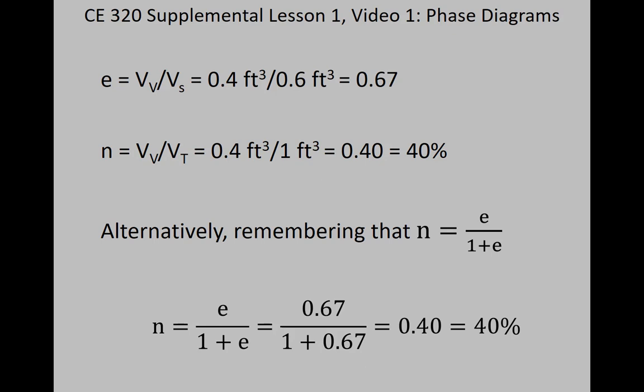Alternatively, we have a formula that relates porosity to void ratio. And if we insert our void ratio into that formula, we again come out with a porosity of 40%.